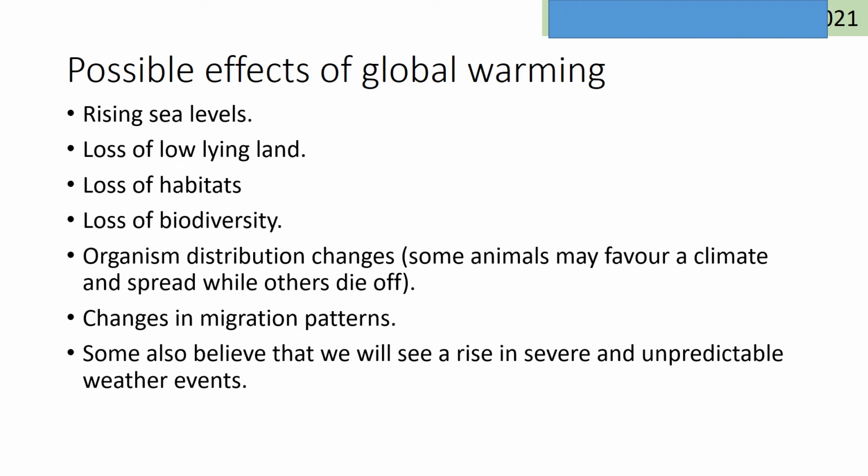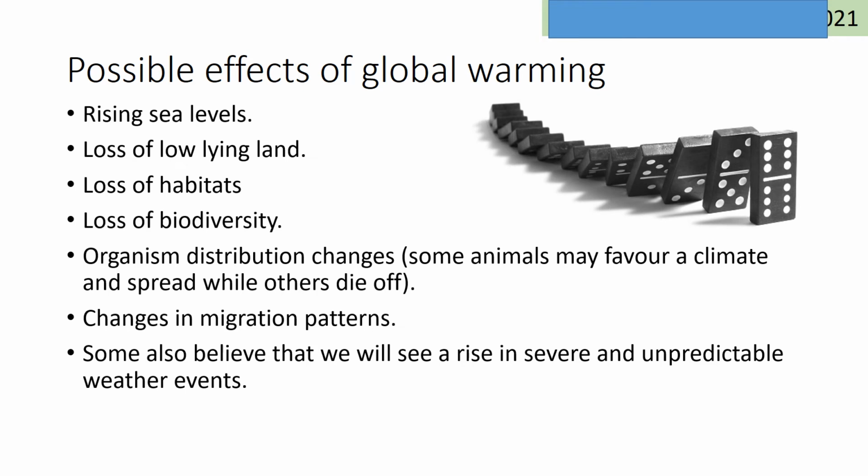Some also believe that we'll see a rise in severe and unpredictable weather events, which we seem to be seeing, and there seems to be quite a lot of evidence currently that this is being caused by climate change and global warming. So more storms, more hurricanes, more flooding, more droughts. So this is called the domino effect. So if one gets worse, then another gets worse, and another gets worse, until eventually it is just unbearable and horrific.